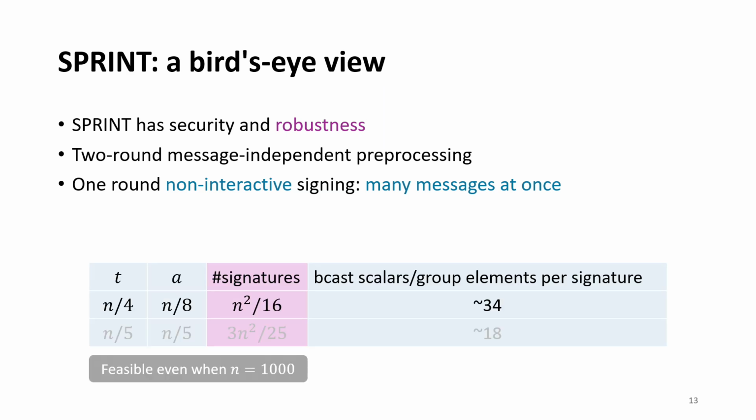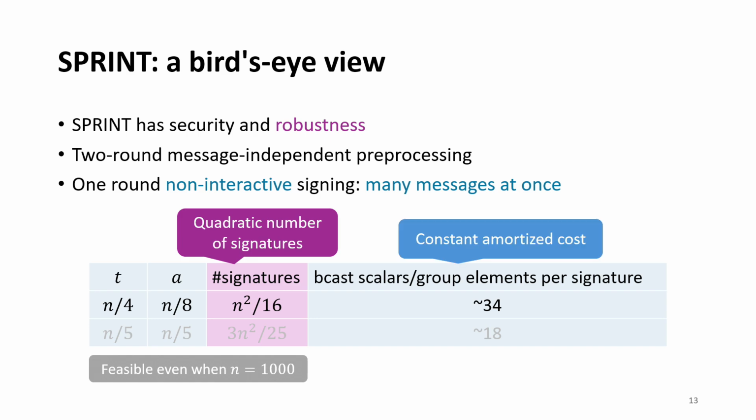Concretely, let's say we have T equals n over 4, where T is the number of corrupted parties. Then we can generate n squared over 16 signatures. Generally speaking, if we have a constant fraction of corruption, then we can generate a quadratic number of signatures in n, and that in turn gives us a constant amortized cost per signature.